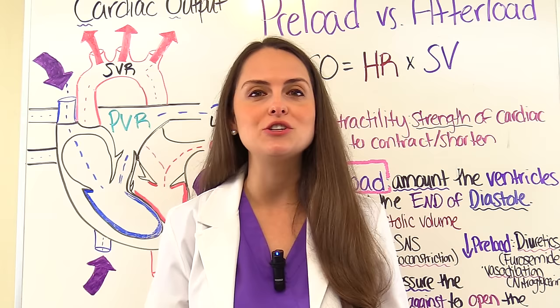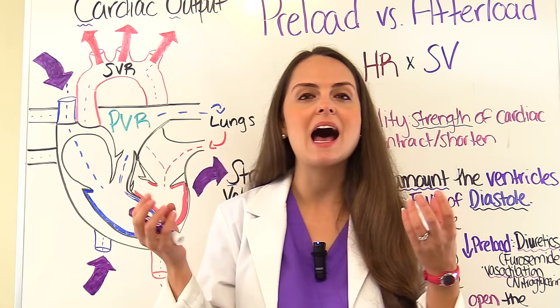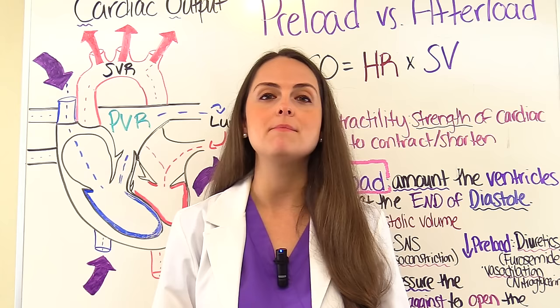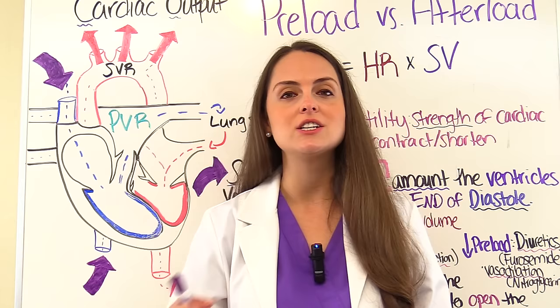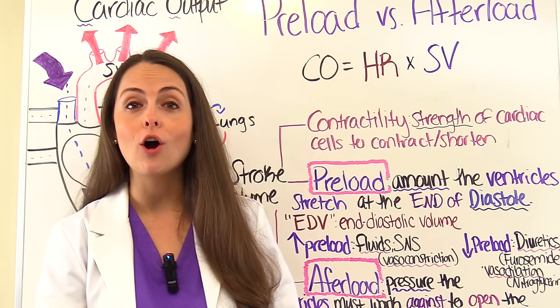So your heart takes the blood it's received, nice and fresh in oxygen, and it provides that to the cells that make up our tissues and organs. And our cells are very specific about their oxygen. If they don't get a lot of it, they start to die, and the patient starts going through those stages of shock. Now, cardiac output is calculated by taking the heart rate and multiplying it by the stroke volume.